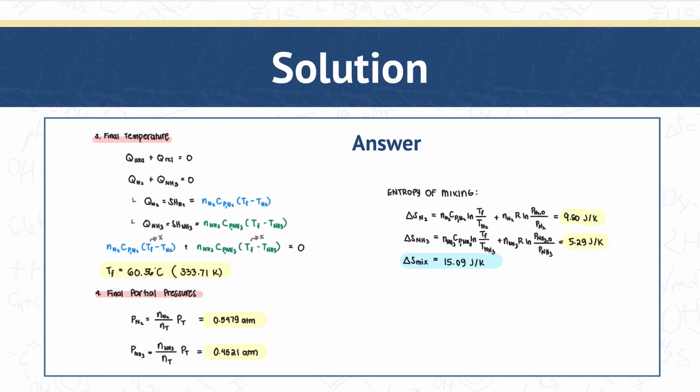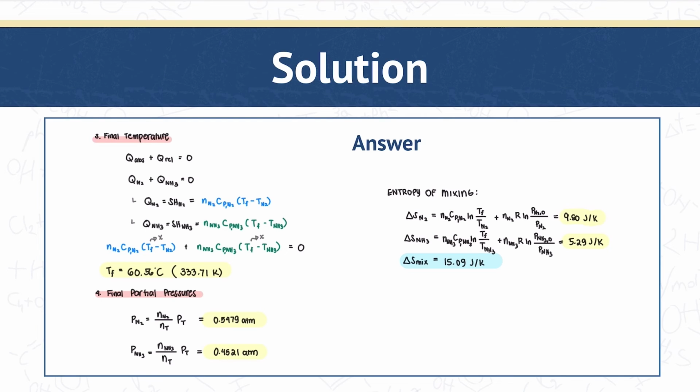Then, finally, our last unknown, which is the final partial pressures, which is just the mole fraction times the total pressure. We already got the mole fractions earlier, and the total pressure is 1 atm from the given. We will get 0.5479 atm for nitrogen gas and 0.4521 atm for the ammonia.